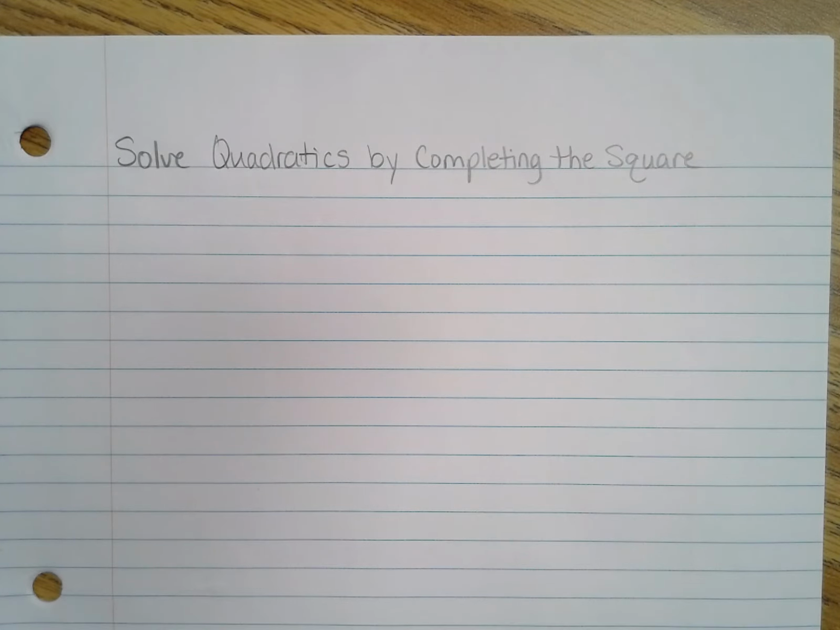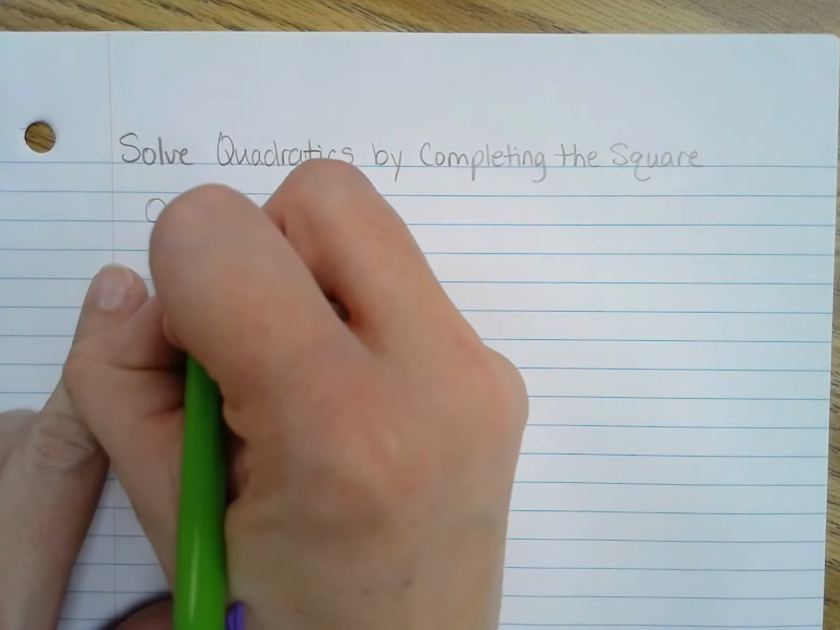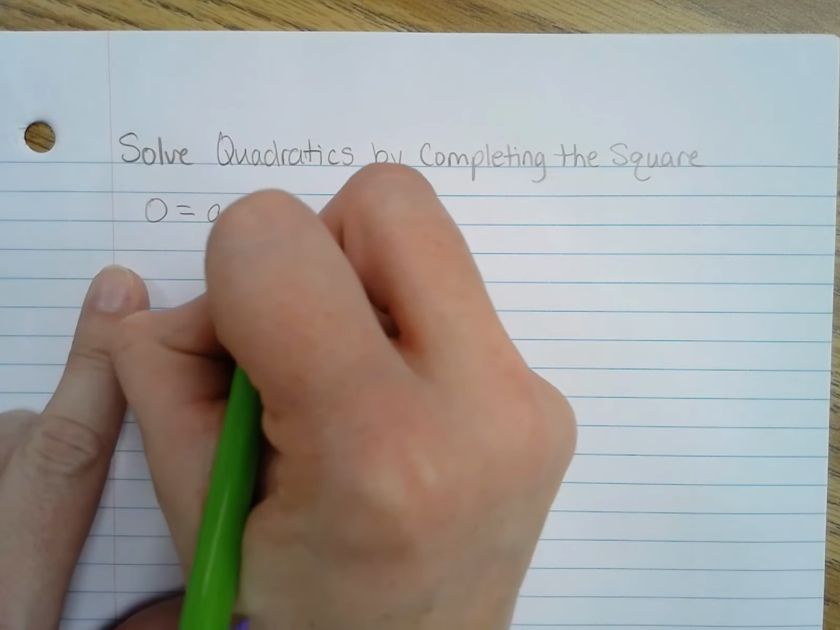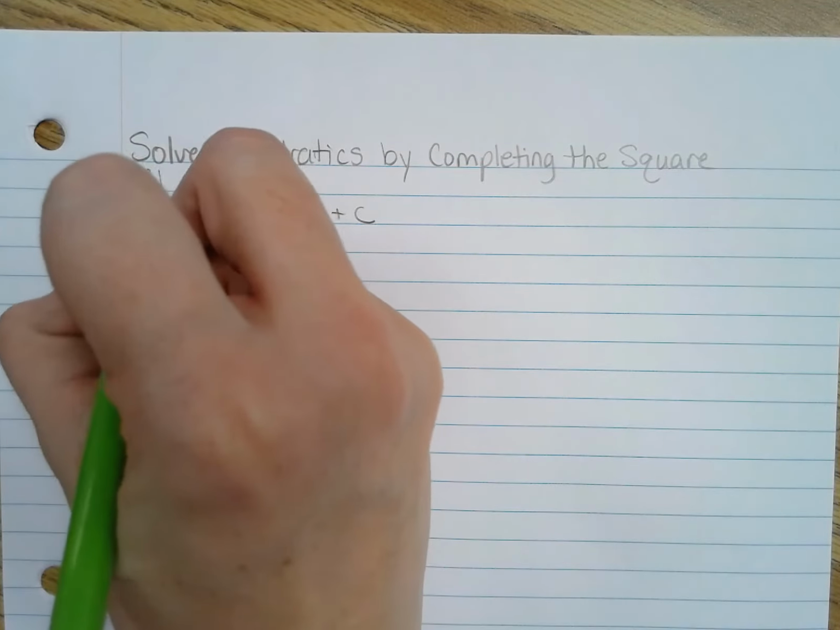In this lesson, you will learn how to solve quadratic equations by completing the square. This method works well for equations in standard form. So you'll have 0 equals ax squared plus bx plus c. Remember, that is standard form.